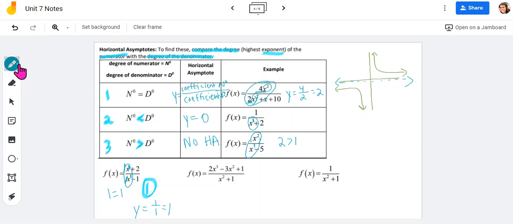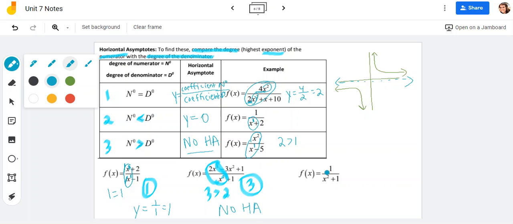All right, looking at our middle example, I have 2x cubed and I have x squared. So these look like the terms I'm going to look at, and I have 3 and 2 as my exponents. So 3 is bigger than 2, and I see that's going to be scenario 3 from my chart. The numerator degree is bigger than the denominator degree. So in that case, there is no horizontal asymptote.